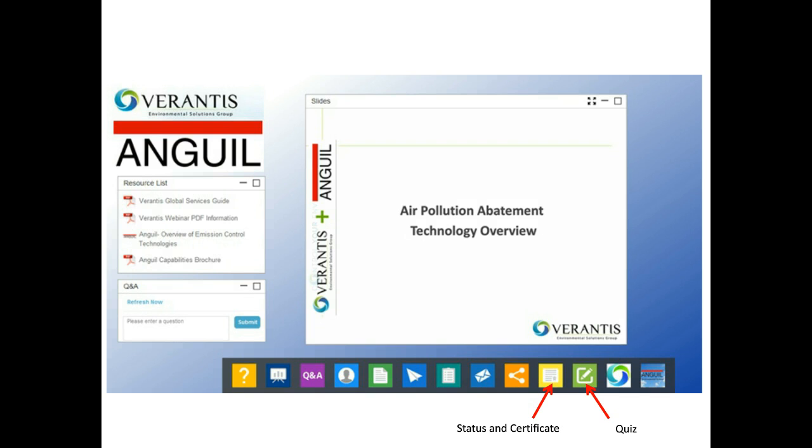When would someone go with a catalytic instead of an RTO? Okay, I'll take this one again. This is Scott Bayon with Anguil. When would you go with a catalytic over an RTO?